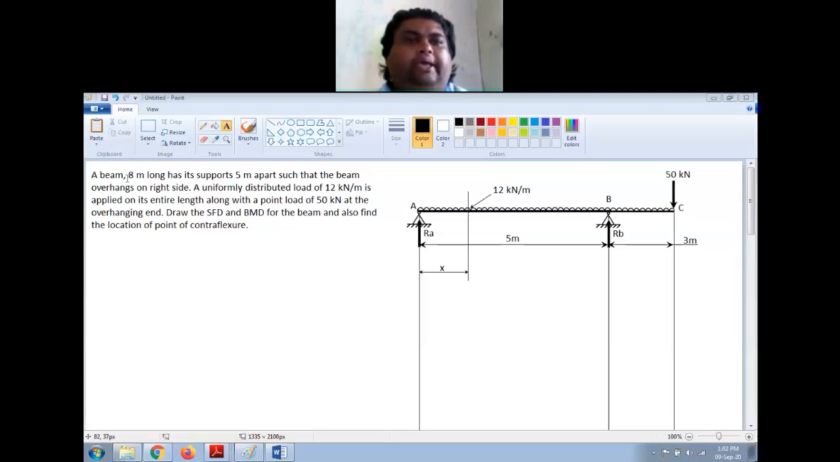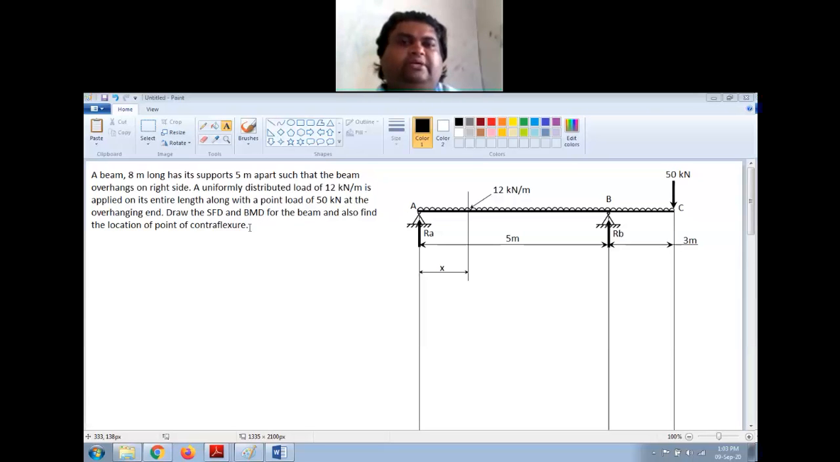A beam 8-meter long has its supports 5-meter apart such that the beam overhangs on the right side. A uniformly distributed load of 12 kilonewton per meter is applied on its entire length, along with a point load of 50 kilonewton at the overhanging end. Draw the SFD and BMD for the beam and also find the location of point of contraflexure.